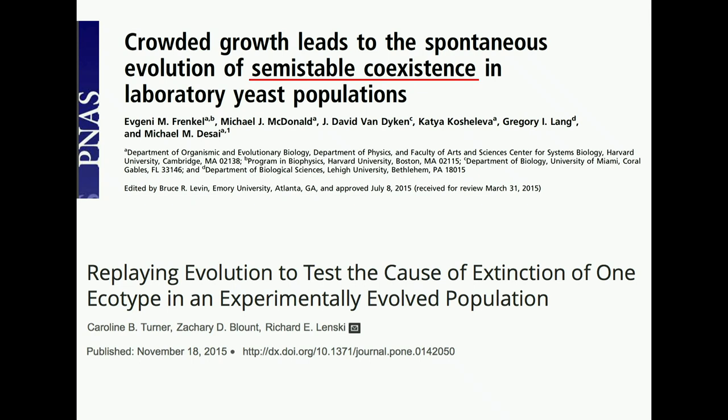So here's some experimental data. This is from Michael Desai's lab with yeast, and this is a reanalysis of the long-term experiment by Richard Lenski. What this data shows is that sometimes you start in a simple one-niche environment and then some ecological diversity emerges. Then it persists for a long time, and then it collapses again. In this case, this is just two species diversity. But it is reminiscent of this intermittency, in a much simplified context.